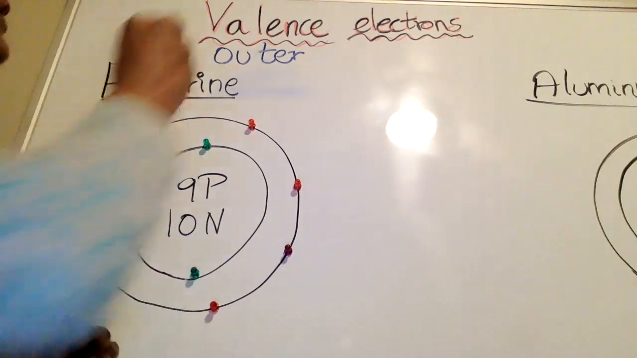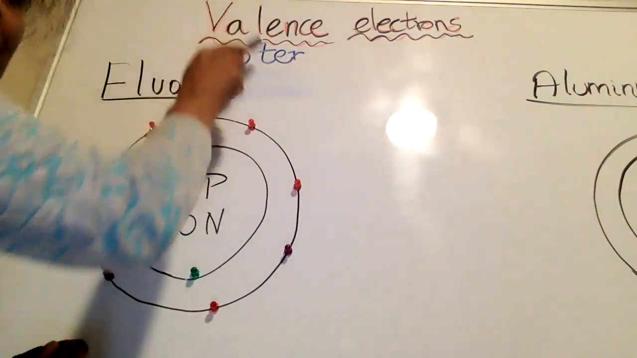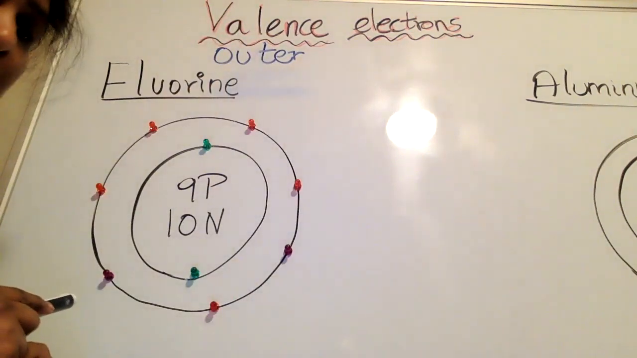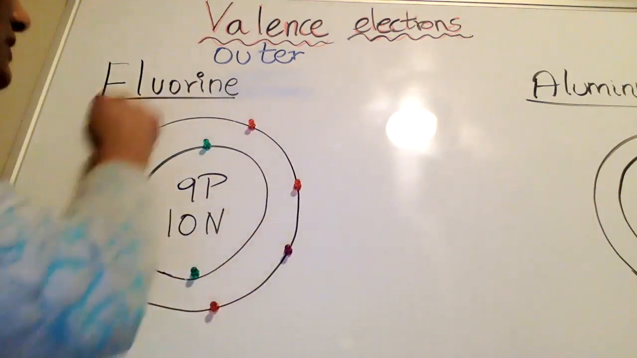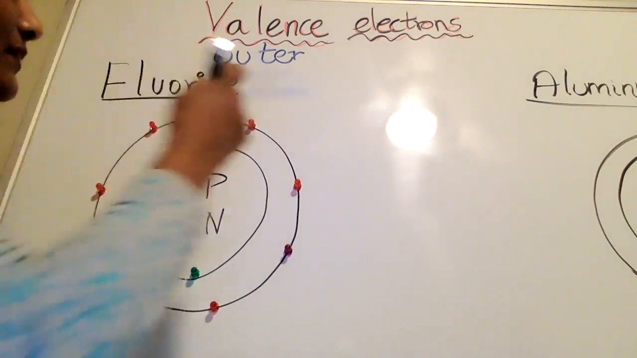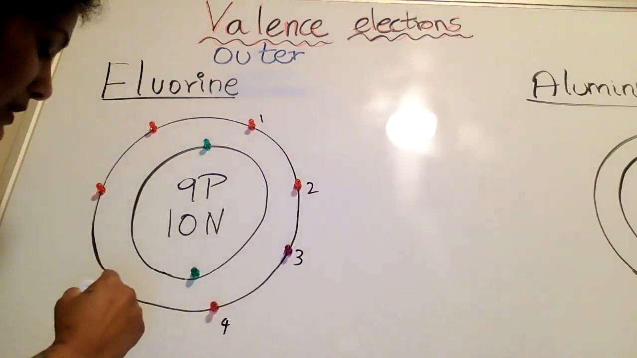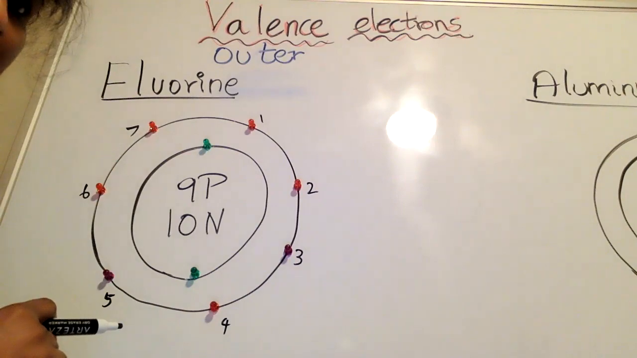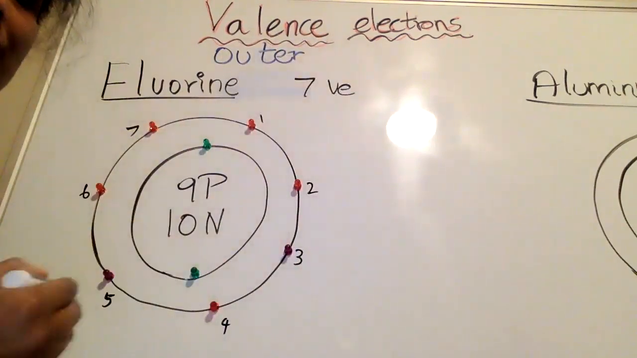So what is valence electrons mean? See, valence means outer. So outer electrons. So in the fluorine atom, how many electrons are there in the outer shell? So let's start from here. 1, 2, 3, 4, 5, 6, 7. So there are 7 valence electrons. So the electrons in the outer shell.